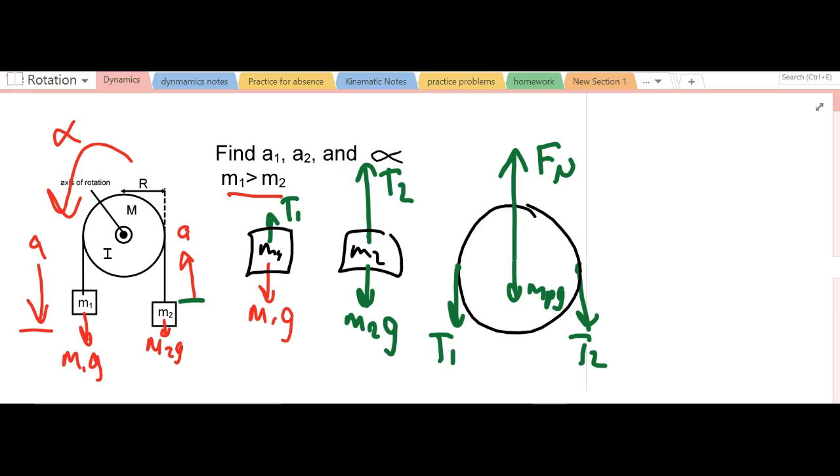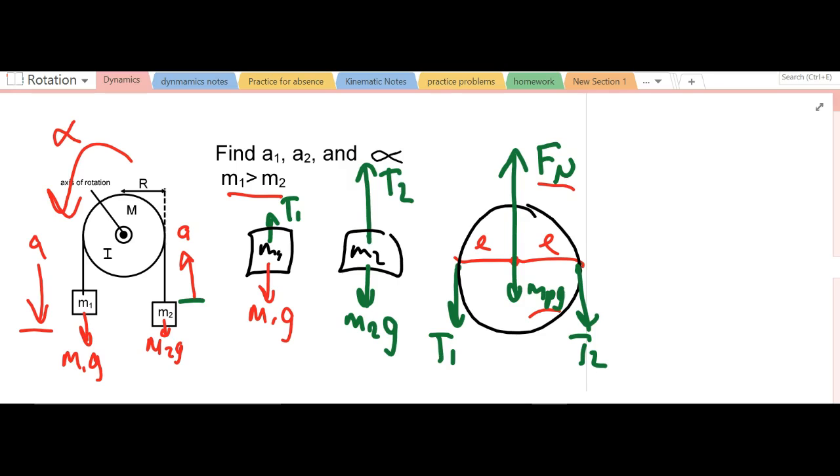Okay? The last thing we're going to get is, what if I had to compare across them? What about the two tensions? Well, let's look at the pulley to help us with that. So, which ones have a torque? Well, Fn and Mg do not have a torque because those forces go through the axis of rotation. However, tension 1 has a lever arm and tension 2 also has a lever arm, and they are equal.